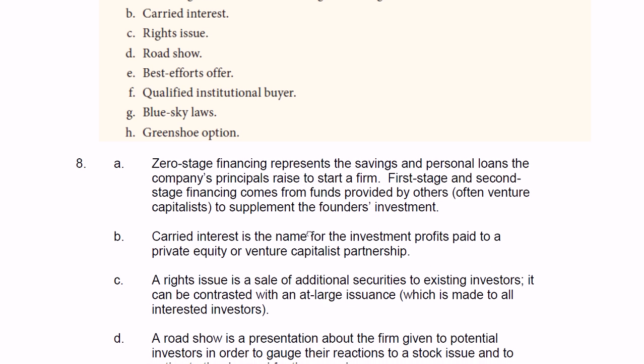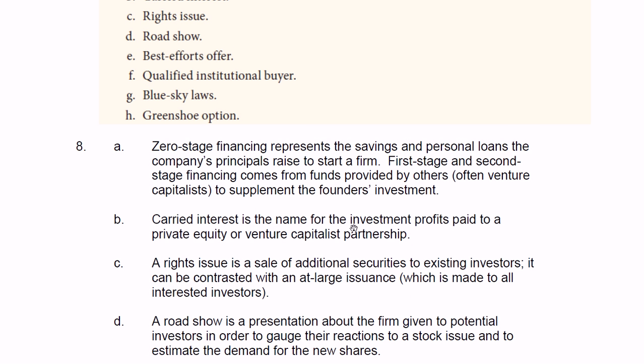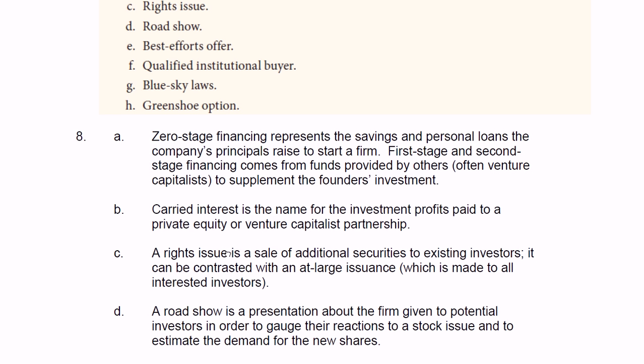B, carried interest. Carried interest is the name for the investment profits paid to a private equity or venture capitalist partnership. C, rights issue. A rights issue is a sale of additional securities to existing investors. It can be contrasted with an at-large issuance, which is made to all interested investors.